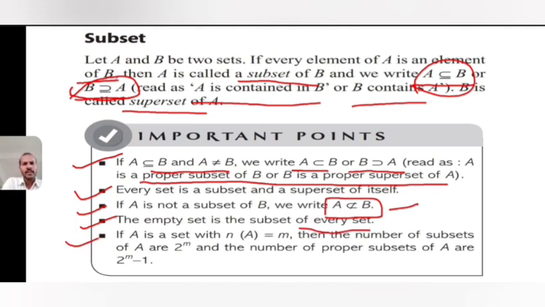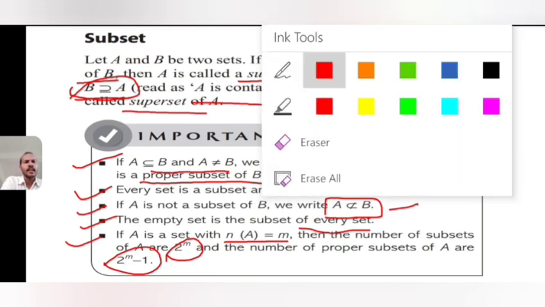And the final point is, if A is a set with n of A equals m, then the number of subsets of A is 2 to the power m, and the number of proper subsets of A is 2 to the power m minus 1, right? If a set has m elements, then the number of subsets is 2 to the power of m and the number of proper subsets is 2 to the power of m minus 1, right?